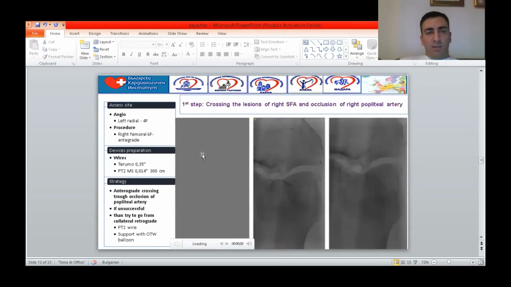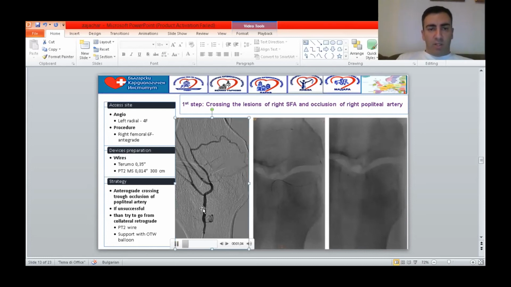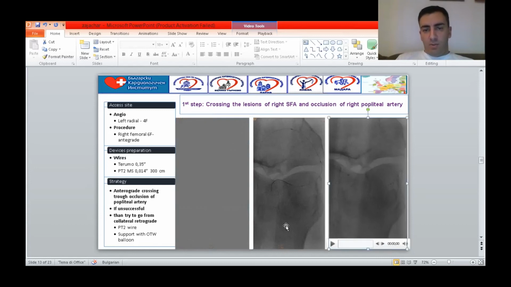How we treat this case? So first we try to pass the lesion of the popliteal antegrade, but it was impossible. The lesion is also very calcified, so we decide to go retrograde through this collateral. The wire is supported by balloon 2.0 60, and we succeed to pass through collateral retrogradely to predilate this lesion.